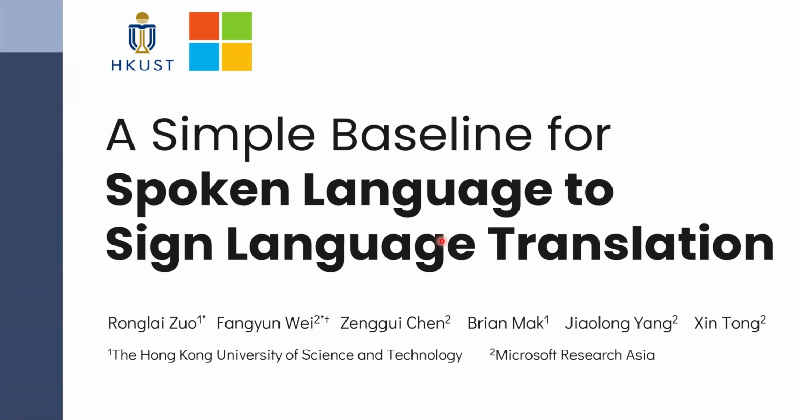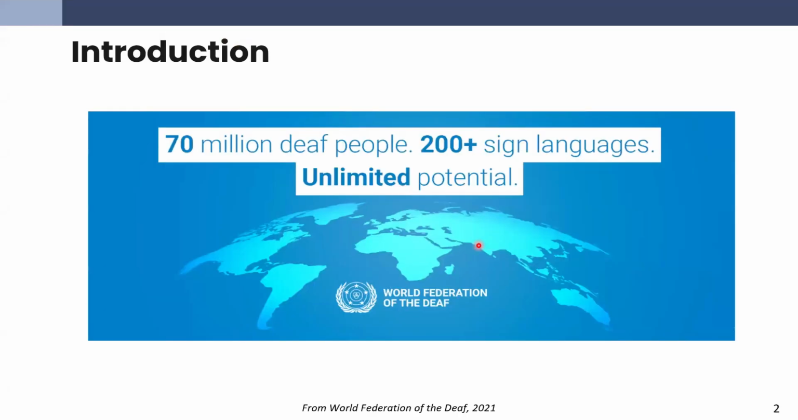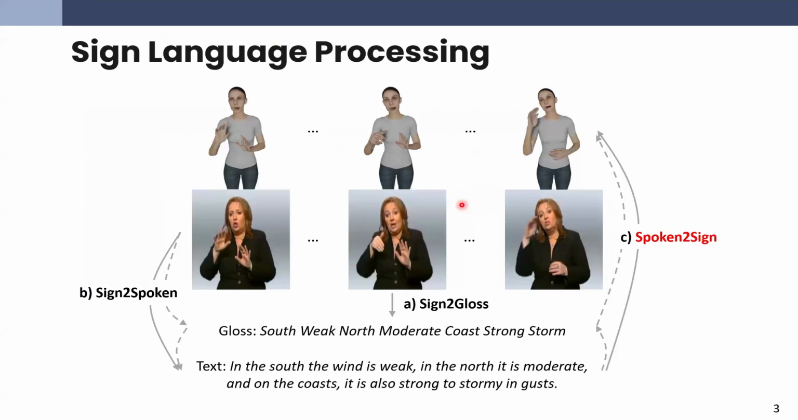Hello everyone, today I'm very pleased to share our ECCV work, a simple baseline for spoken language to sign language translation. According to the data from the World Federation of the Deaf, there are about 70 million deaf people all over the world and more than 200 kinds of sign languages. Research on sign language processing can help bridge the communication gap between the deaf and hearing.